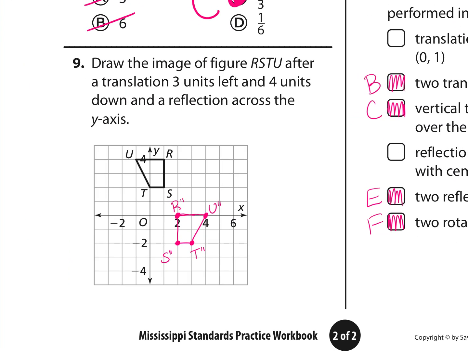Number 9, it's asking you to do two things, translate and then reflect. So I'm going to start with the translation. It says translate 3 units left and 4 units down. So I'm just going to count 3 left and 4 down for every ordered pair. So U going 3 left and 4 down gives me U prime. R going 3 left and 4 down gives me R prime. T going 3 left and 4 down gives me T prime. And S going 3 left and 4 down gives S prime. I'll connect those. And then a reflection across the y-axis just means it goes across the y. So we get R double prime, because it's 2 units across, U double prime, which was 4 units across, S double prime, which was 2 units across, and T double prime, which was 3 units across.